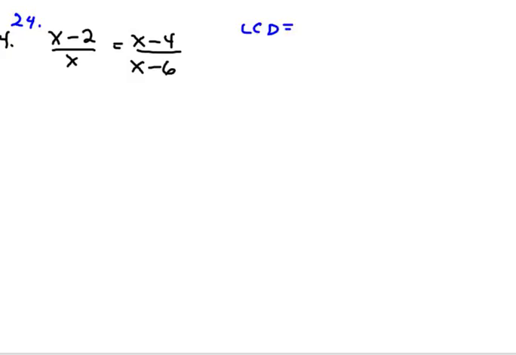The LCD is x times x minus 6. The excluded values, this denominator cannot be 0, so x cannot be 0. This denominator, if you put 6 there, would be 0, so x cannot be 6. So excluded values are 0 and 6. So let's multiply everything by the LCD.